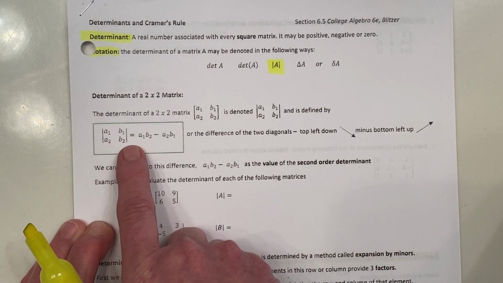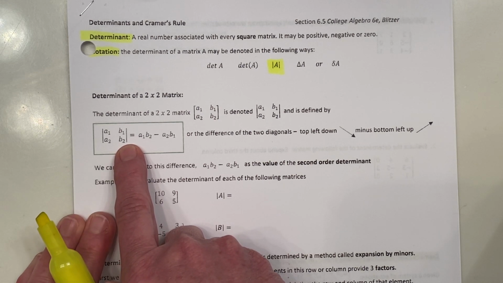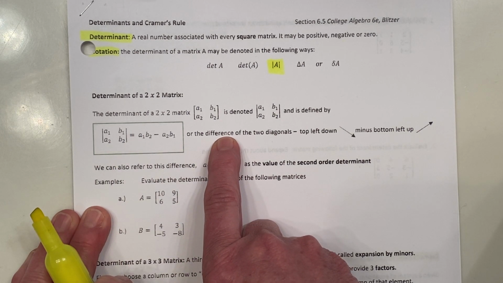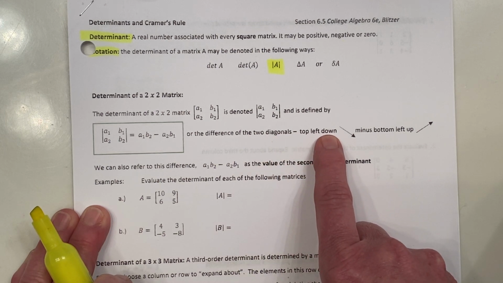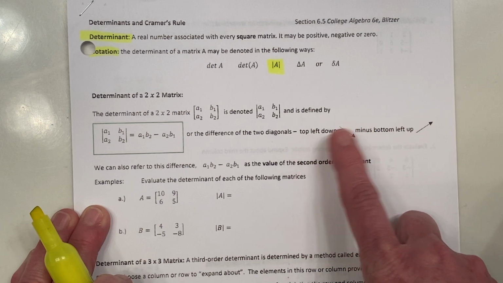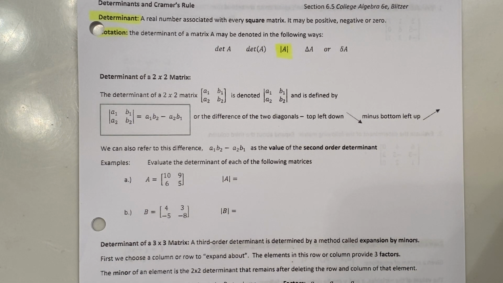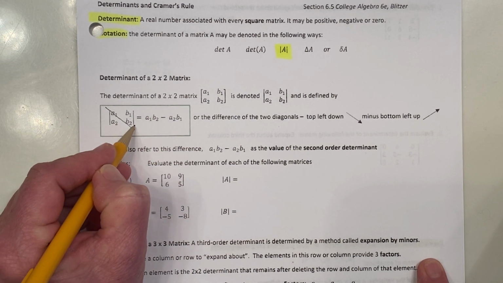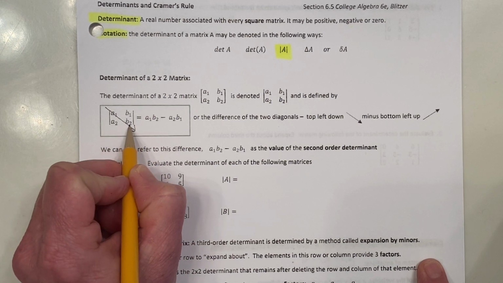So notice that you have absolute value bars here. That means for us to find the determinant. So the determinant, that positive, negative, or zero number, is going to be found by finding the difference, subtracting two diagonals, from the top left down minus the bottom left up. And what we're going to do is we're going to multiply. So what we can see here is that when you go from top left to bottom right, and I'm going to put a little arrow here, I'm going to multiply this number times this number.